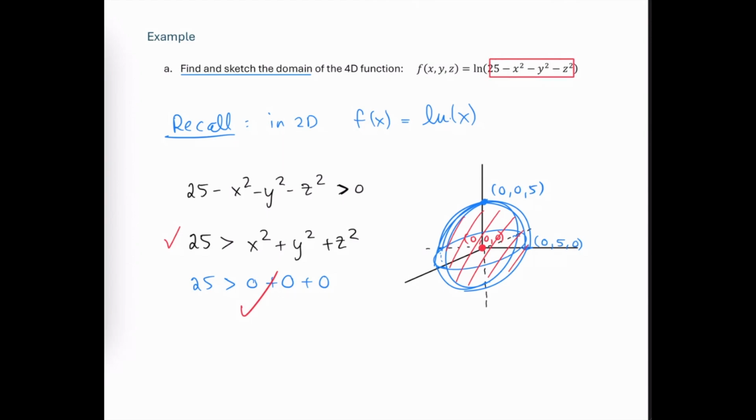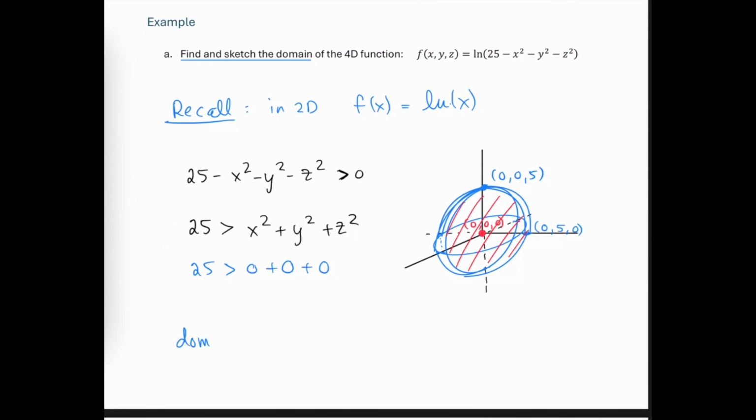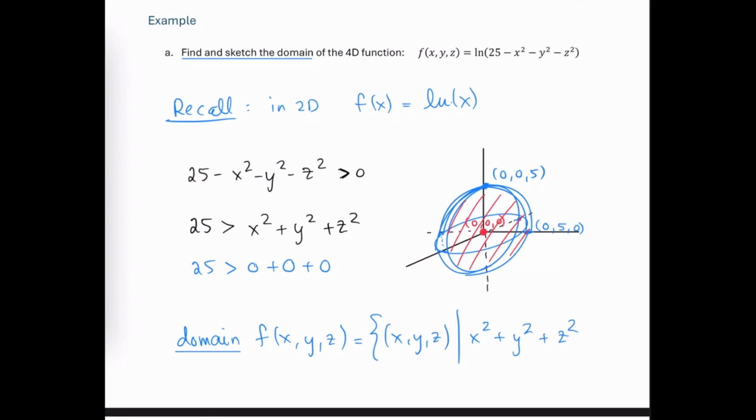for this 4D function. So now we just need to formalize this by saying that the domain of this function with 3 independent variables is equal to the set of all ordered triples such that they satisfy this inequality where x squared plus y squared plus z squared is less than 25. Now part B of this example is going to ask us to find the range.